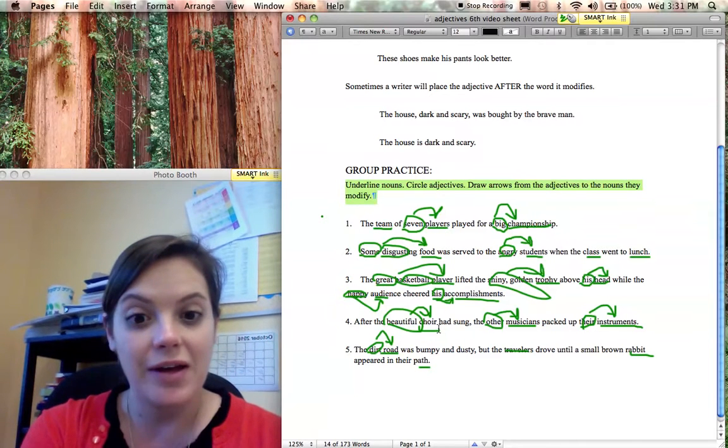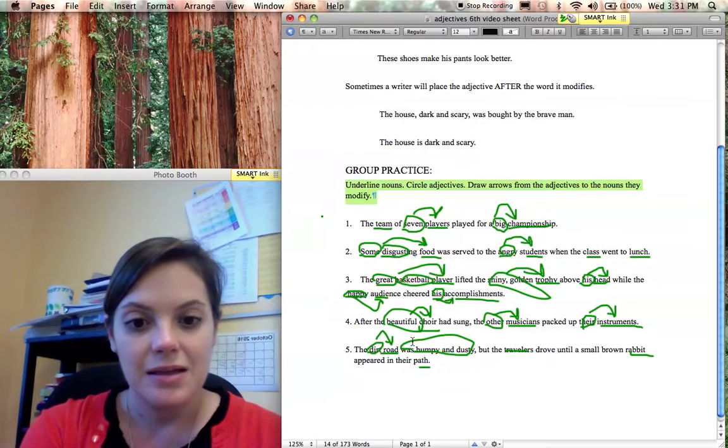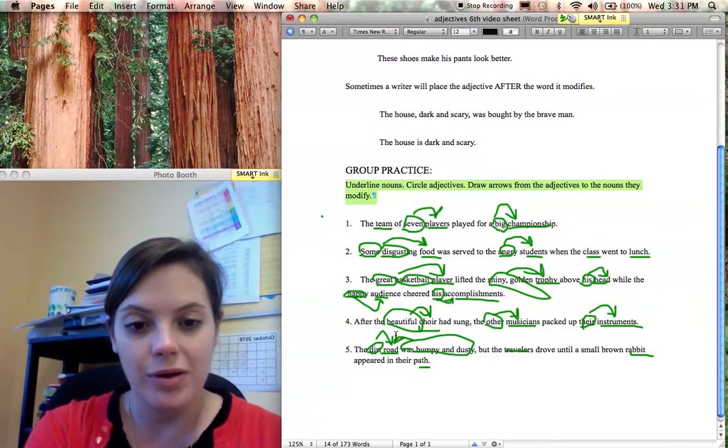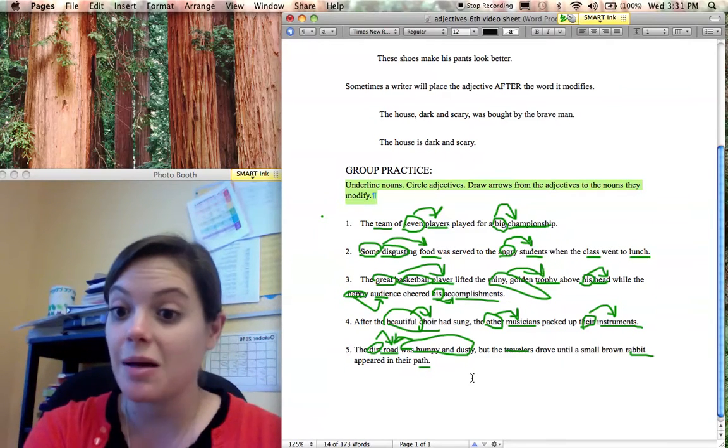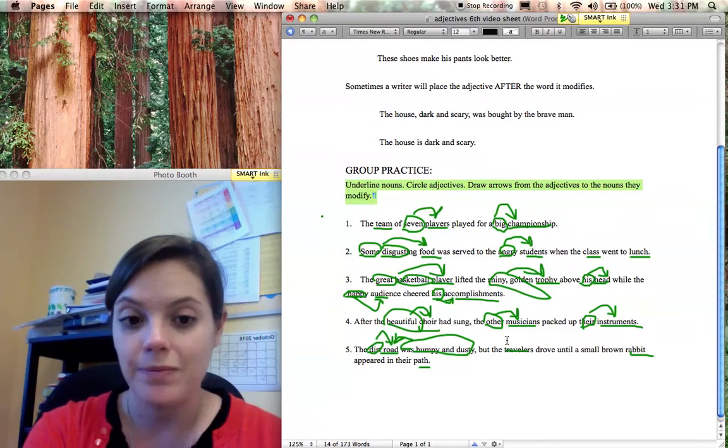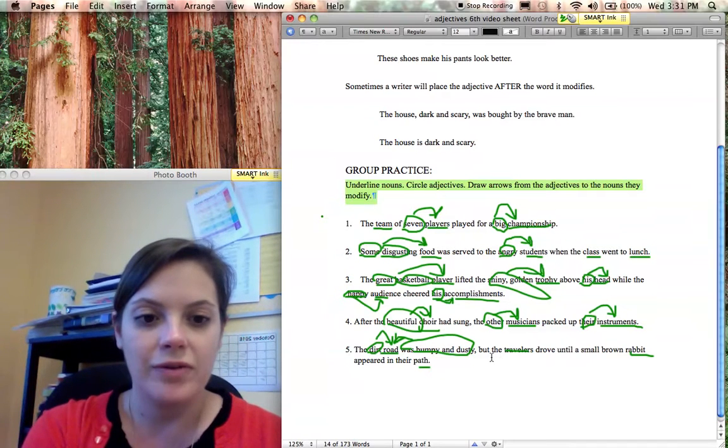Now, I also have a couple adjectives after it. Bumpy and dusty, telling me more about the road. Okay, so remember, you can sometimes have adjectives after the noun as well. All right, I see travelers. Don't really see any adjectives before or after that.